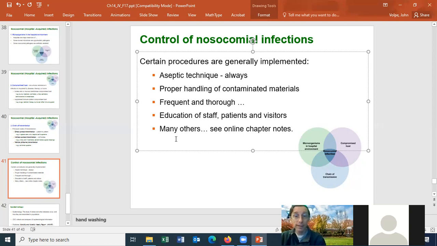There are some other procedures you can use for controlling nosocomial infections. I'm going to refer you to the online chapter notes, the notes for this chapter, not the objectives. Go take a look at those, and it lists a few other things you can do for controlling nosocomial infections. All right, any question about any of that?